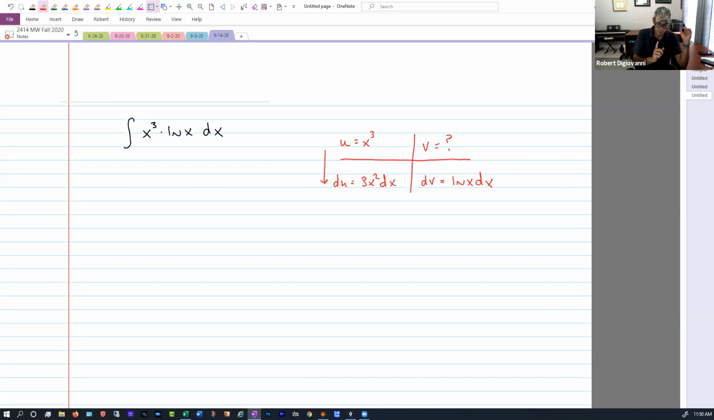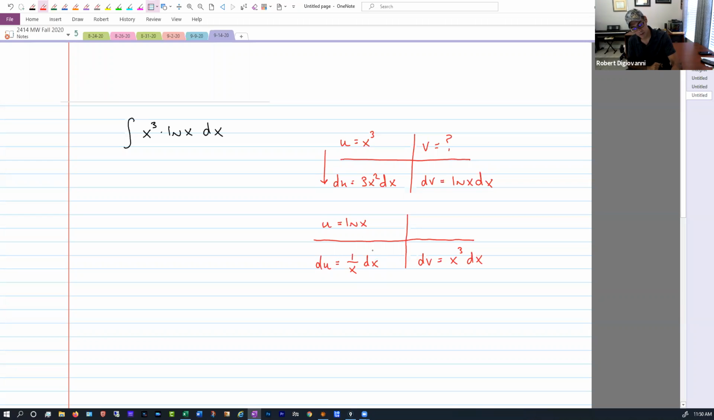So let's just try it the other way. If u is natural log x instead, dv is then forced to be the x cubed dx. And you might be thinking to yourself, well, wait a minute, I don't want the dv to be x cubed because when I integrate it, it's going to become 1/4 x to the 4th, and that became more complicated, right? But if you're thinking that way, you're forgetting what u becomes. What does u become? What's the derivative of natural log?